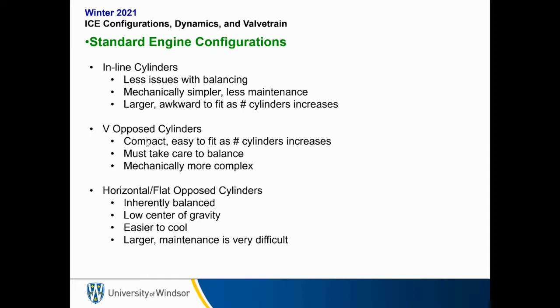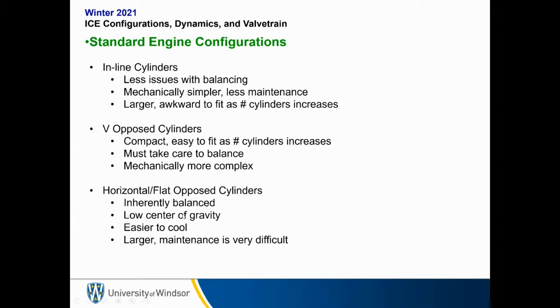V-opposed cylinders, what are the pros and cons of those? Well, they're compact, easy to fit as the number of cylinders increases. So for V engines, you tend to see these come into play once you get around 6 cylinders, so V6. V8 is a very, very common performance engine. V10 and V12 are also seen on more performance-oriented vehicles. Issues with V-opposed: we must take care to balance the engine, make sure we don't get unwanted vibrations, and it's mechanically more complex.